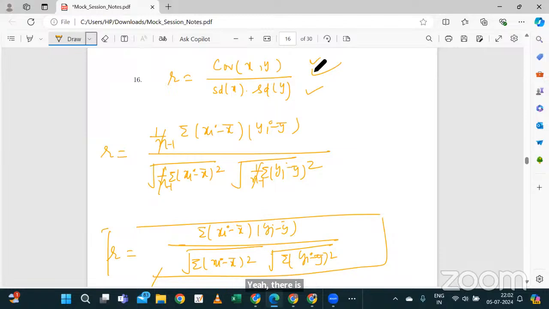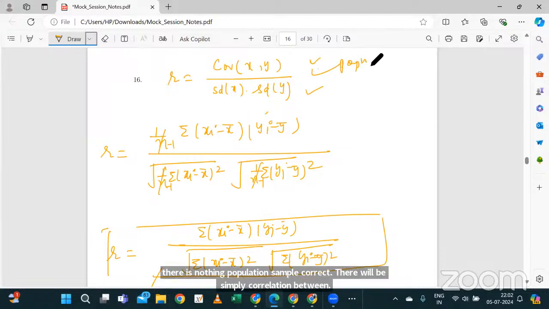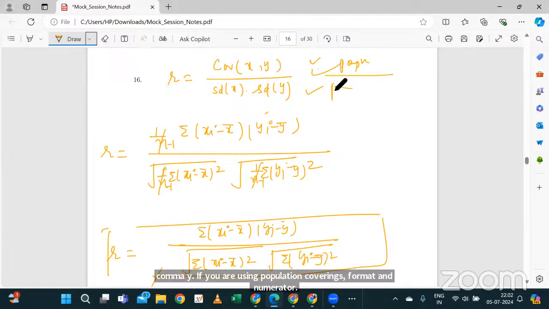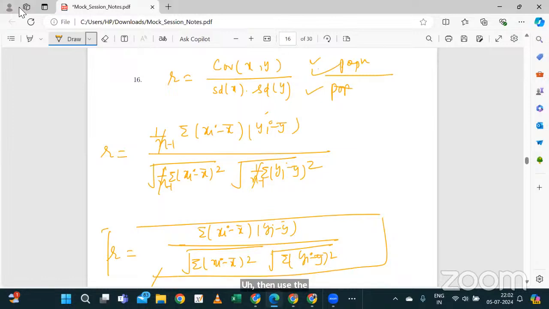Sir, am I audible now? If you are using the population covariance formula in the numerator, then also use population in the denominator. Okay, sir. Thank you. That is something I have to keep in mind. Can you repeat again? The last word was not audible.